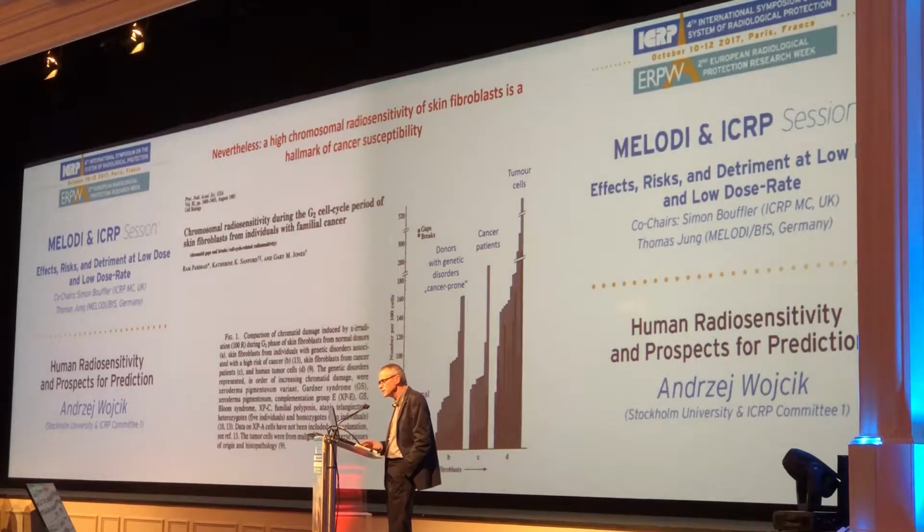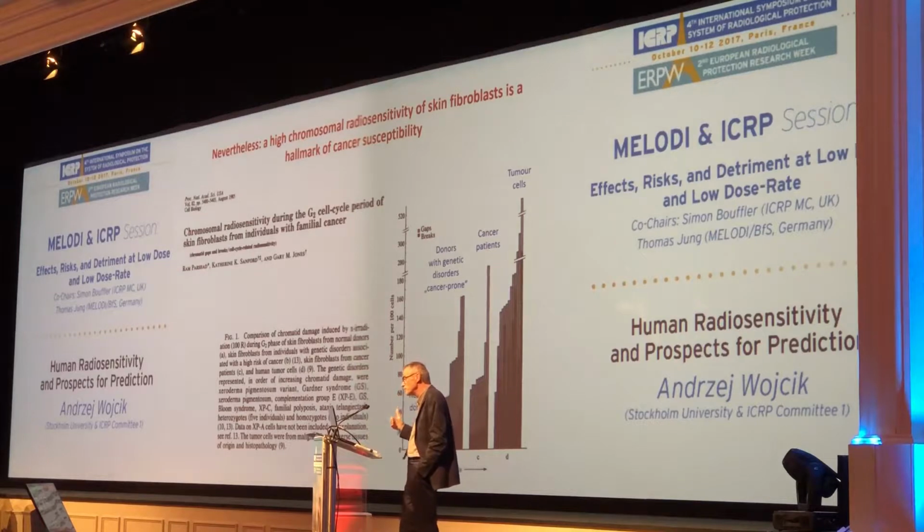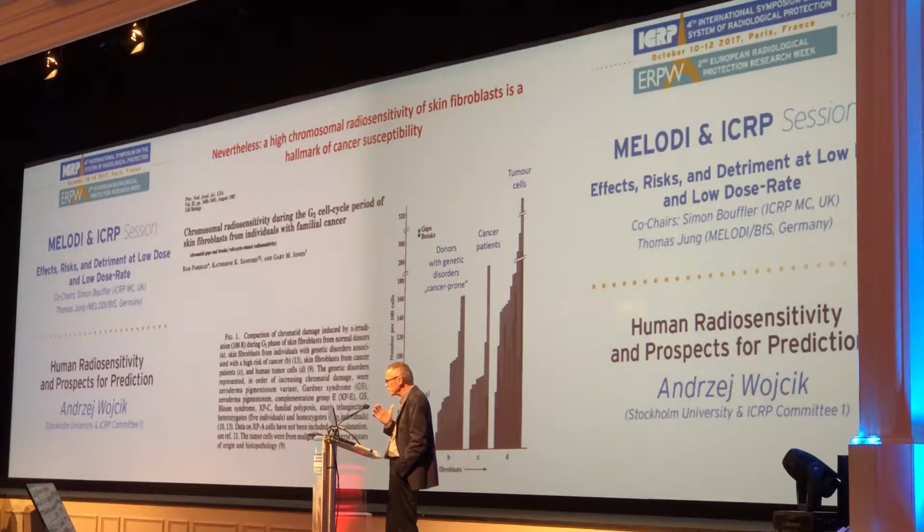from the lab of Catherine Sanford, who was a very famous cell biologist, where they took fibroblasts from different cohorts and looked at the radiation-induced aberration frequency in these fibroblasts. And they thought, well, maybe there would be a correlation between the radiosensitivity of the fibroblasts and a cancer phenotype if you irradiate cells in the G2 phase. I won't go into details why they did it, but of course there was a reason for this.